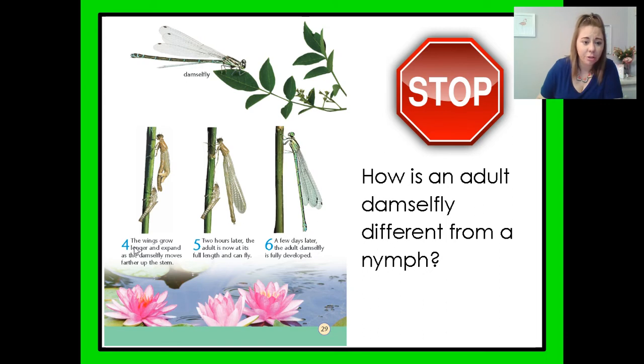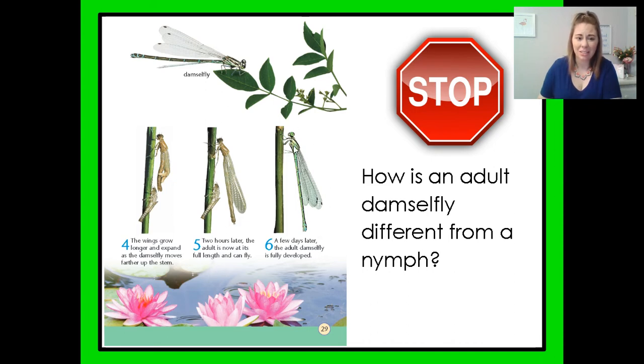Number four, the wings grow longer and expand as the damselfly moves farther up the stem. Number five, 2 hours later, the adult is now at its full length and can fly. And number six, a few days later, the adult damselfly is fully developed. Okay, so how is an adult damselfly different from a nymph?